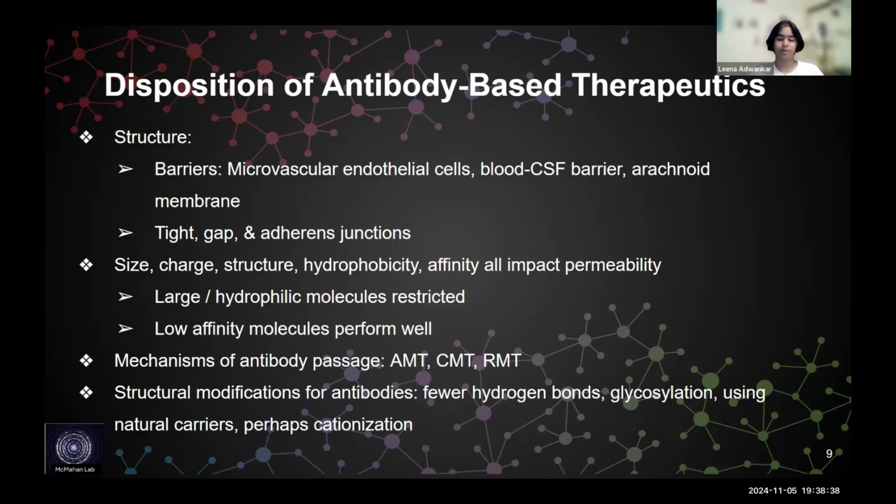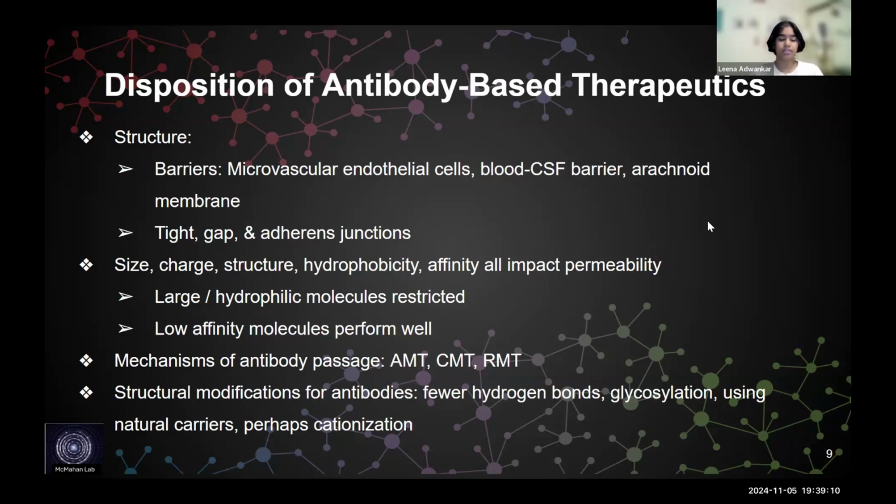So what impacts the permeability of a molecule through the blood-brain barrier? Size, charge, structure, hydrophobicity, and affinity of a molecule are especially influential, as large and hydrophilic molecules are restricted, but low affinity molecules perform better than those with high affinity. So these are the kind of aspects that we consider while building our model, because the blood-brain barrier has a lot of different characteristics that you need to have for the molecule to actually pass through, and some that you don't.